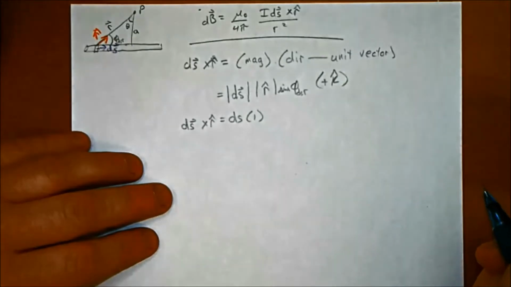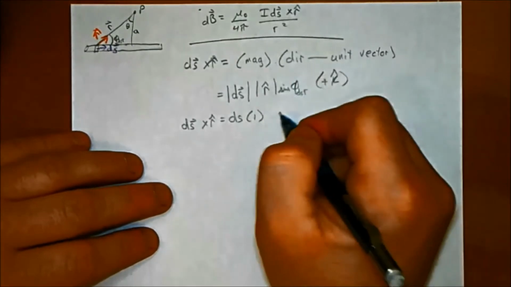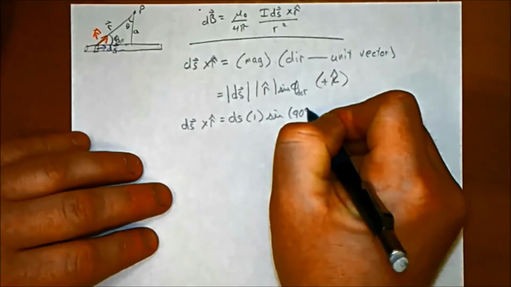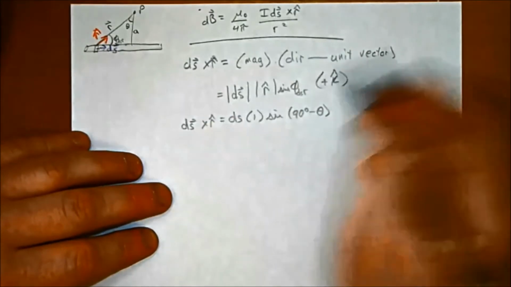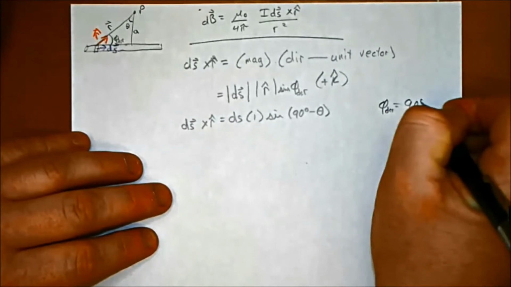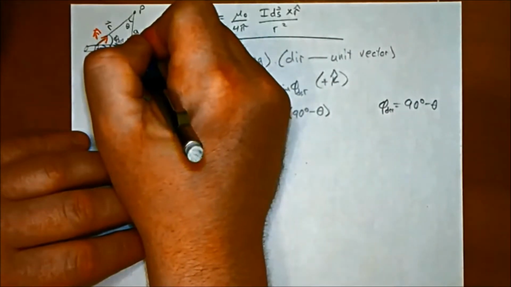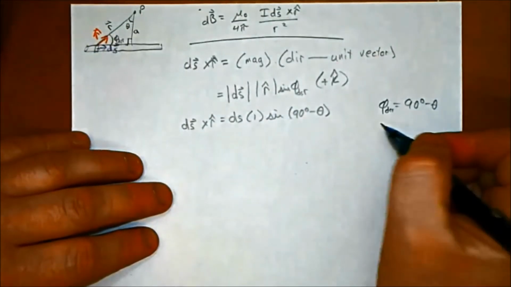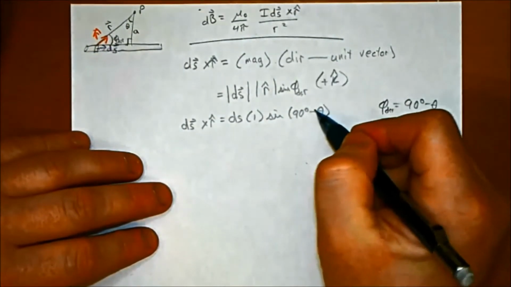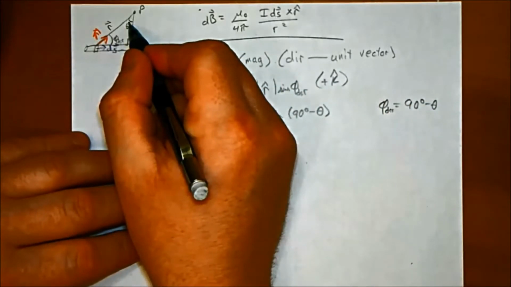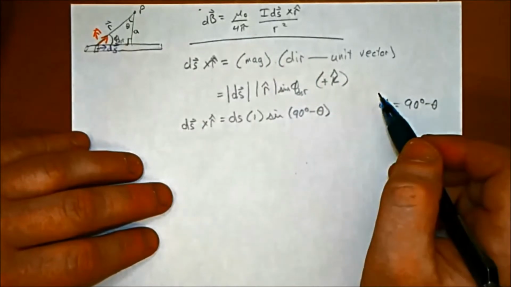Can I put that in terms of theta? Yeah, you can. You can say that phi dsr equals 90 degrees minus theta, because this is a right triangle. So if this angle is theta, this is 90 minus theta. So the reason I did that again is I wanted everything in terms of this angle, and that's what I eventually went to integrate over.